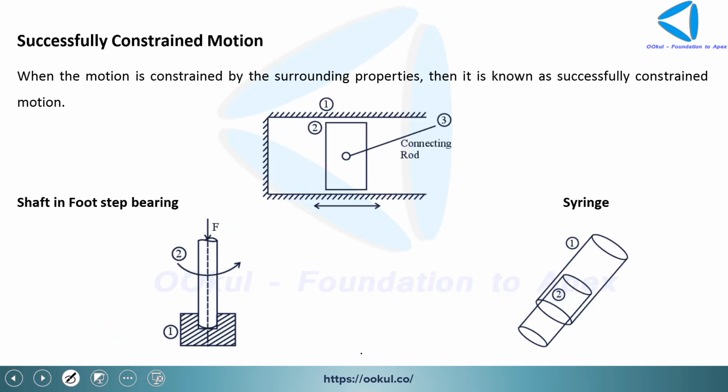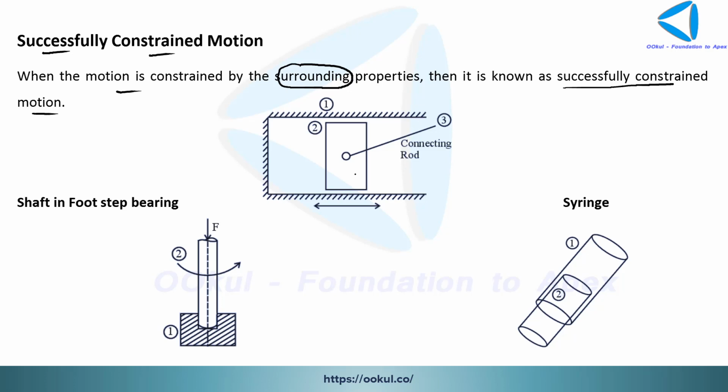Okay, now let us see another type of a constrained motion, that is your successfully constrained motion. Okay, now when the motion is constrained by the surrounding properties. Okay, please remember यहाँ पर आ गया है surrounding properties. Now when the motion is constrained by the surrounding properties, then it is known as successfully constrained motion. बहुत बढ़िया एग्जांपल है इसका.